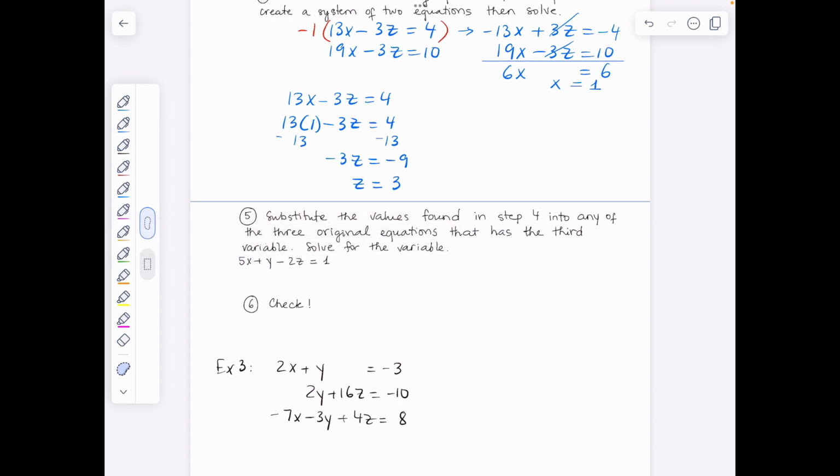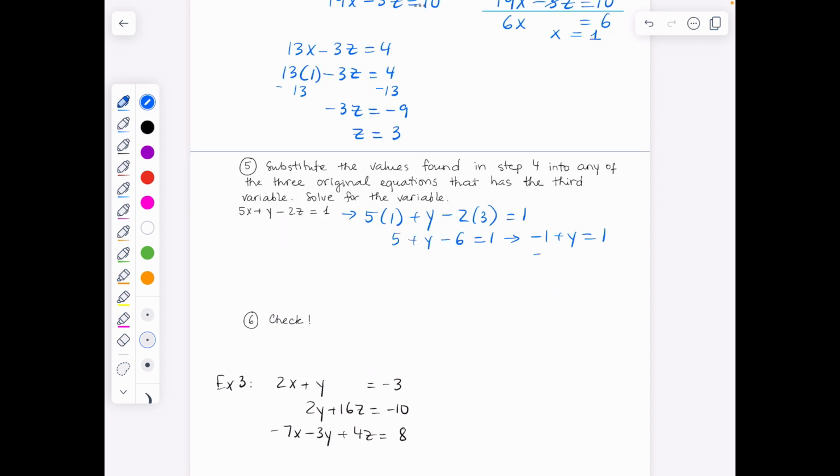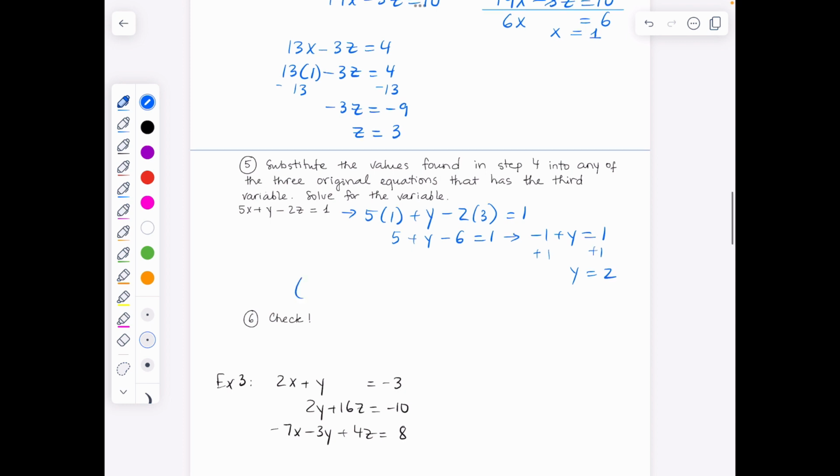So now we will just substitute 1 in for x, y keep it the same, and then 3 in for z, and it's equal to 1. So that will be 5 plus y minus 6 is equal to 1. And 5 minus 6 give us negative 1 plus y is equal to 1. And add 1 to both sides, we should get y is equal to 2. So the ordered triple should be x is 1, y is 2, and z is 3. So 1, 2, and 3.